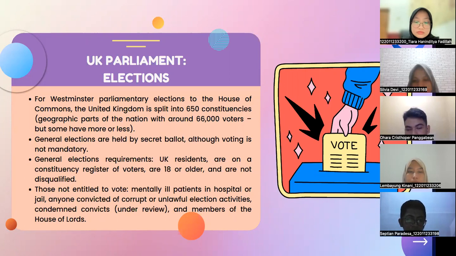Those not entitled to vote include mentally ill patients in hospital or jail, anyone convicted of corrupt or unlawful election activities, condemned convicts, and members of the House of Lords.